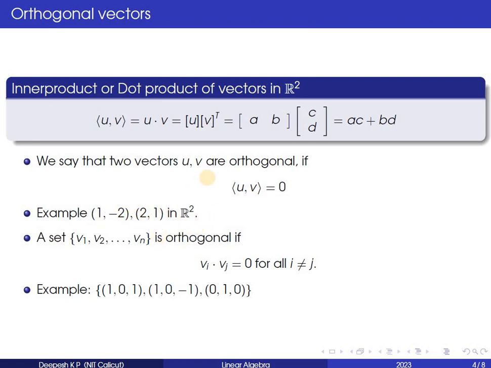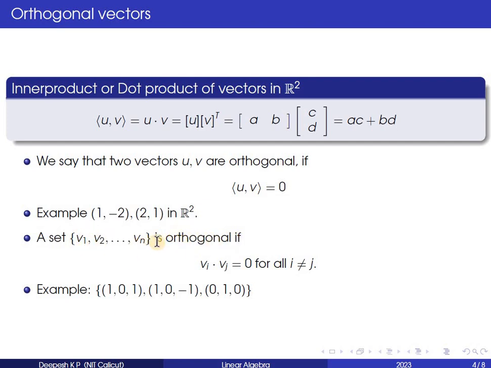In C[a,b], we can say that two functions are orthogonal if the integral from a to b of f(x) into g(x) bar dx is equal to 0. For example, in C[-pi, pi], we can see that the functions sin x and cos x are orthogonal because if you integrate from -pi to pi sin x into cos x, the answer will be 0. And so in any inner product space, you can say that two vectors u and v are orthogonal if their inner product is 0.